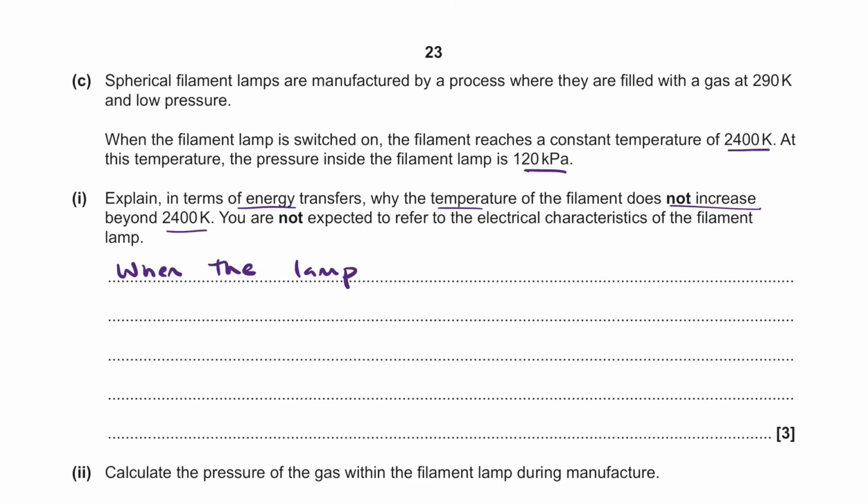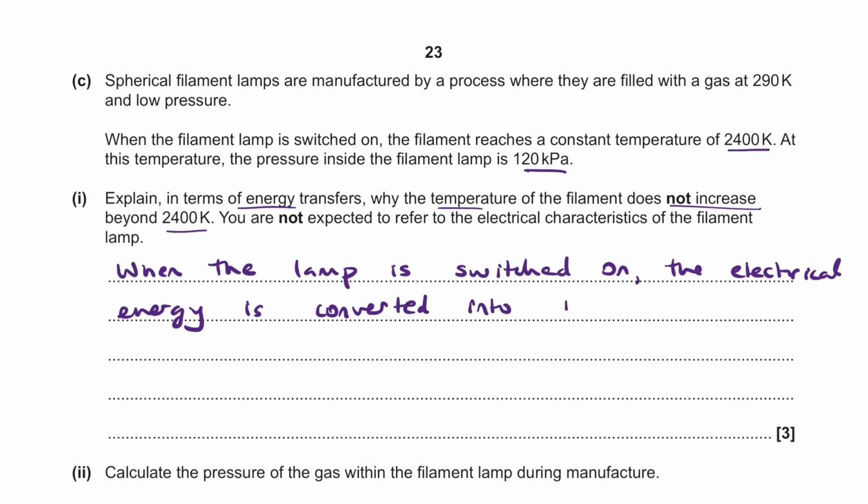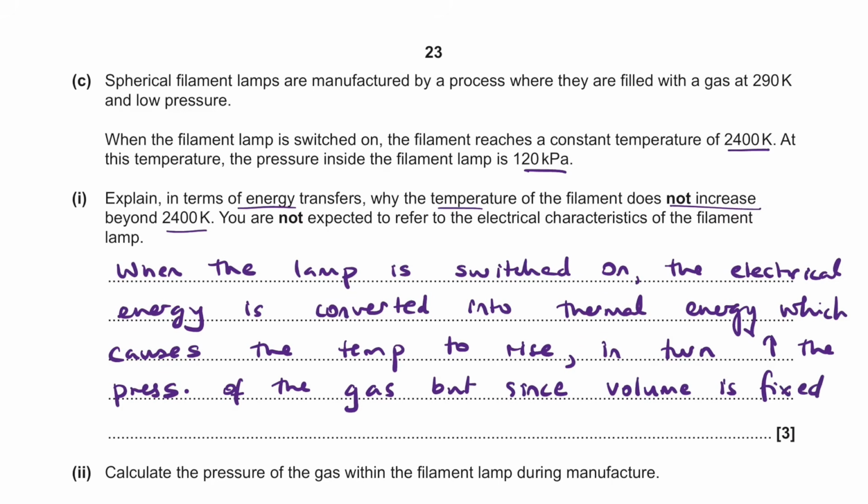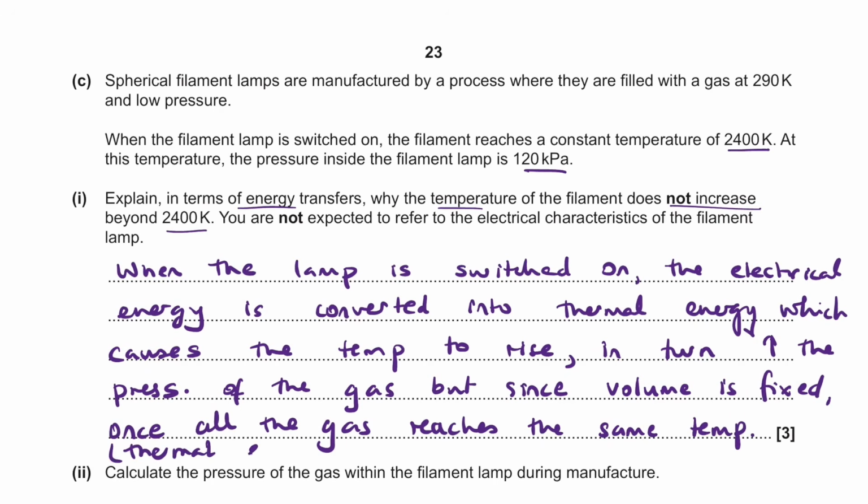When the lamp is switched on, the electrical energy is converted into thermal energy, which causes the temperature to rise, which in turn increases the pressure of the gas. But since the volume is fixed, once all the gas reaches the same temperature, basically reaches a thermal equilibrium, the temperature will no longer increase.